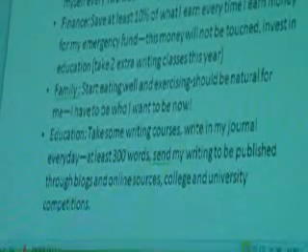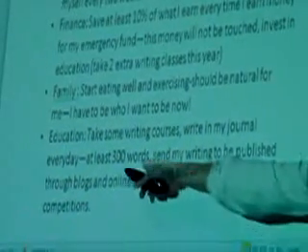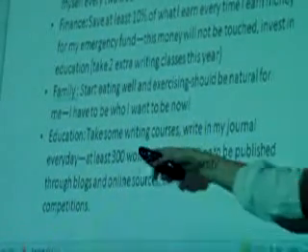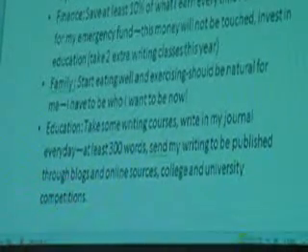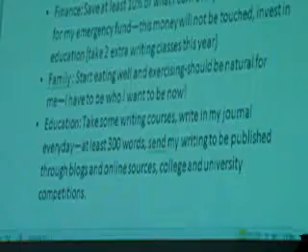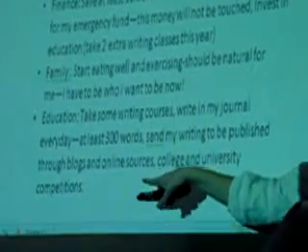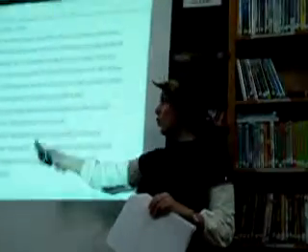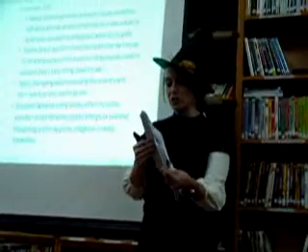Education: take some writing courses, write in my journal every day, at least 300 words. This is measurable, by the way. You can see if I have 300 words or not. Send my writing to be published through blogs and online sources, college and university competitions. So those are some areas that I'm aware that I can send my writing to for publication.